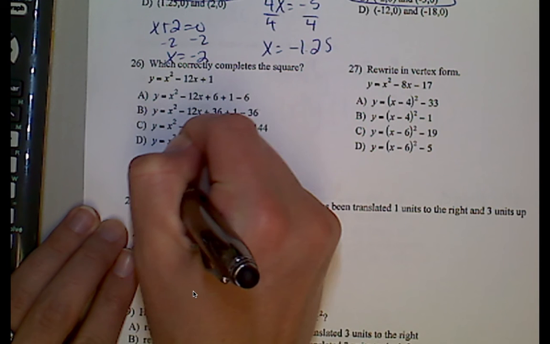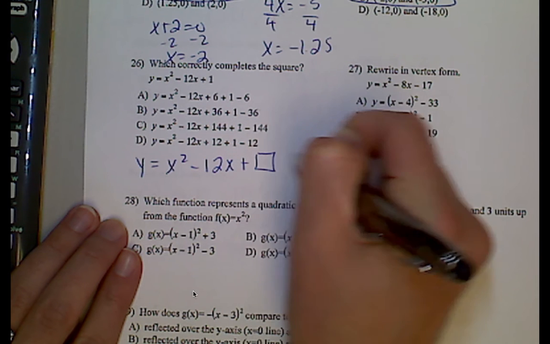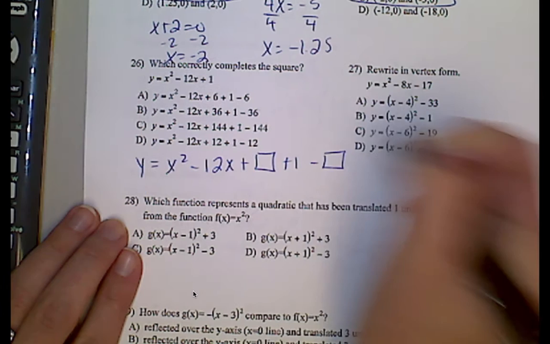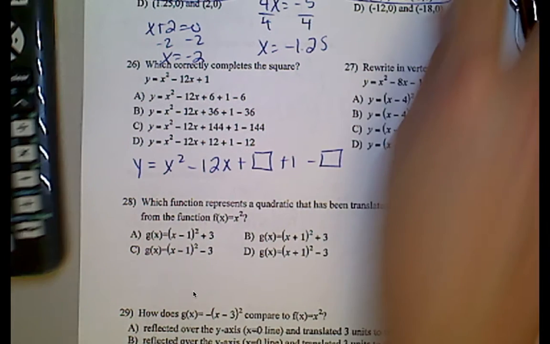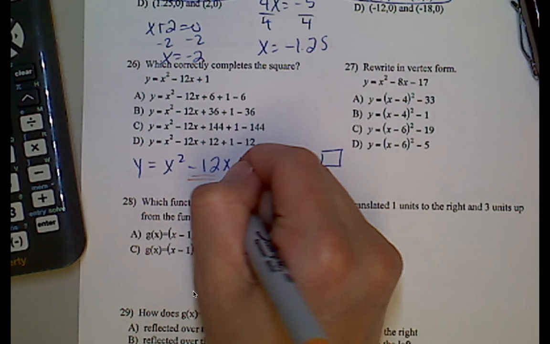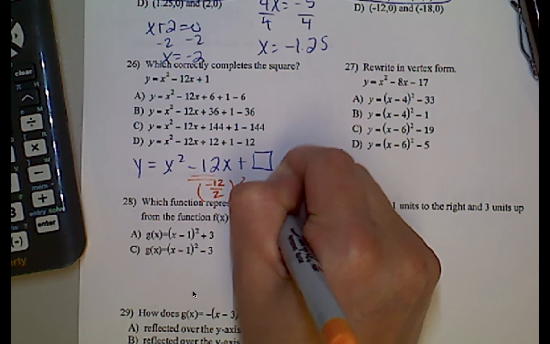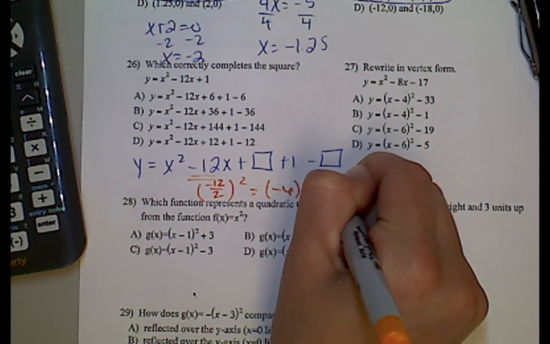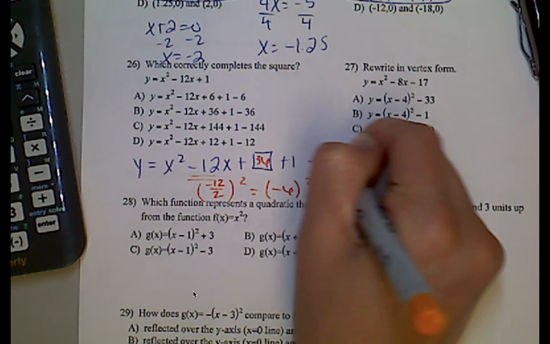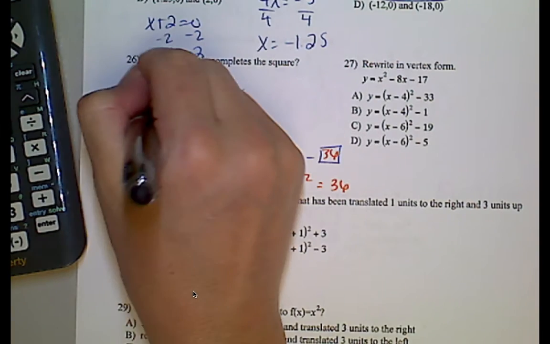Next one, we complete the square. We set it up like this: plus a box, minus a box. When you find out what goes in that box, you take the b term, or the negative 12 here, you cut it in half, and you square it. So half of negative 12 is negative 6, and negative 6 squared is 36. So you're actually putting a 36 in both of those squares. So it would match answer choice B.